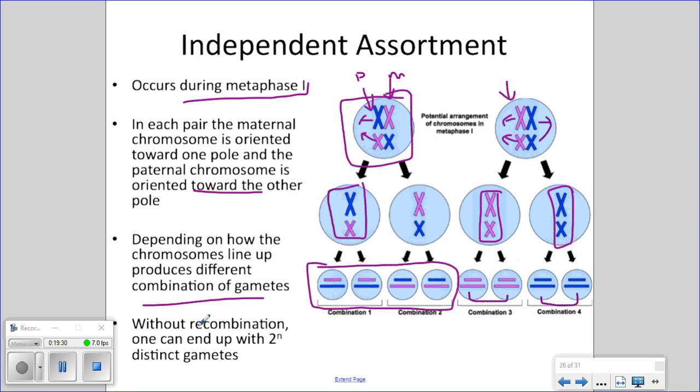Now, without recombination, without that crossing over, you can basically end up with 2 to the n distinct gametes. So n being the number of chromosomes or types of chromosomes that an organism has. So in the case of humans, because we have 23 different types of chromosomes, we can have 2 to the 23 types of possible gametes that are produced. And this has to do with the various ways in which the chromosomes can orient themselves and the various ways they can line up during metaphase 1. So there's a lot of different possibilities there in humans.